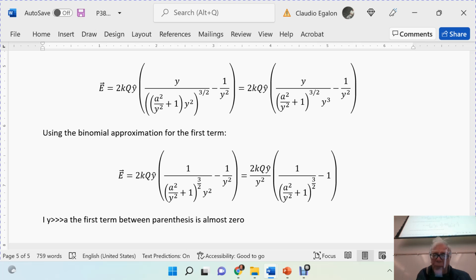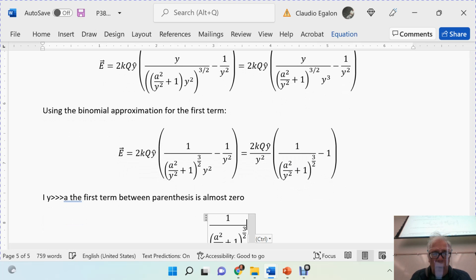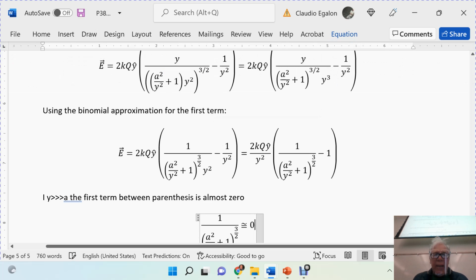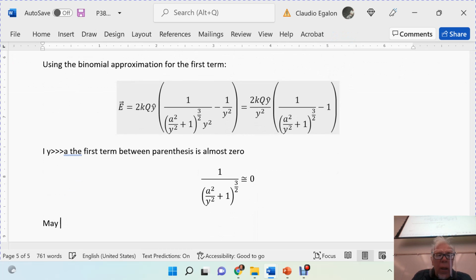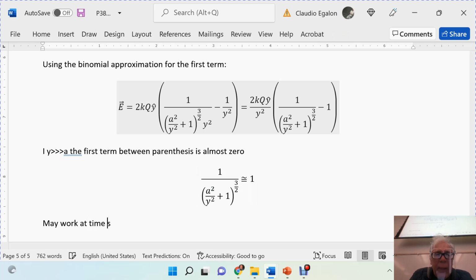So to say that this guy here is approximately 0, it may work at times and may not work at times, okay? To say it is equal to 0 may work. No, sorry, not 0, approximately 1, right? Because this guy here is 0. May work at times, but it may not work at other times.